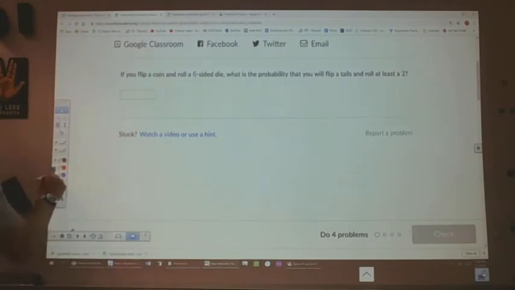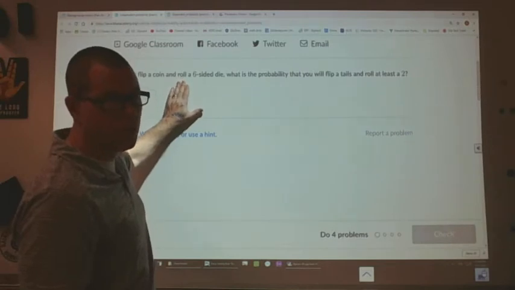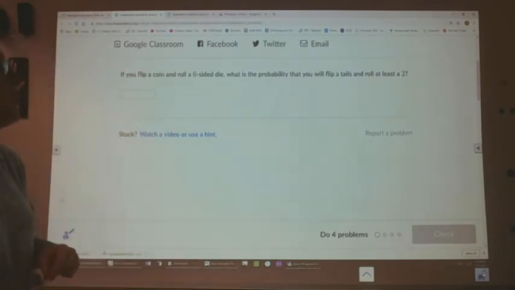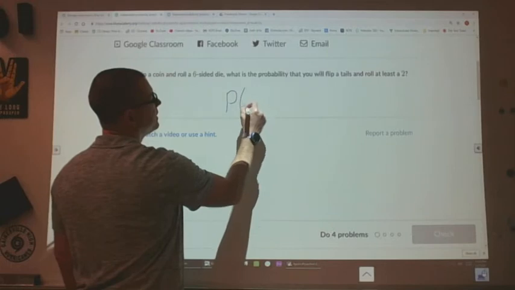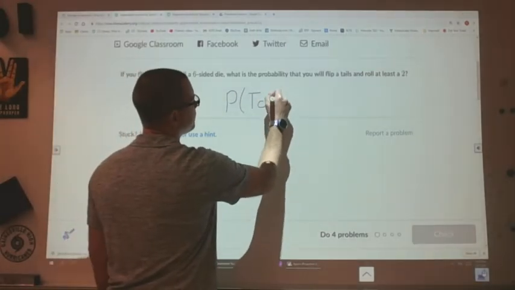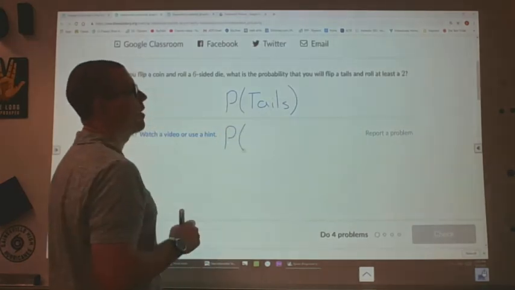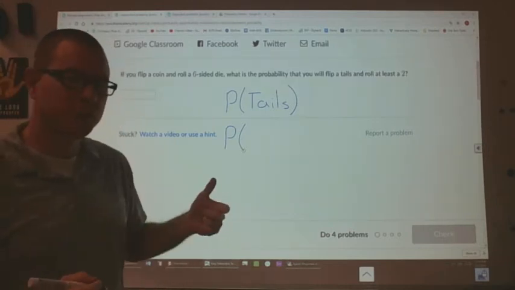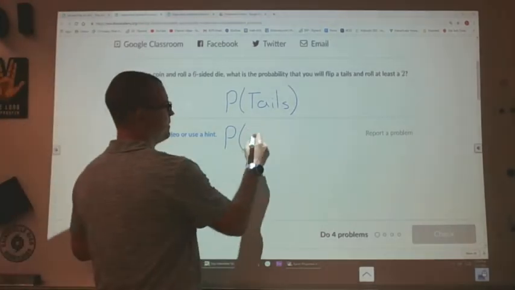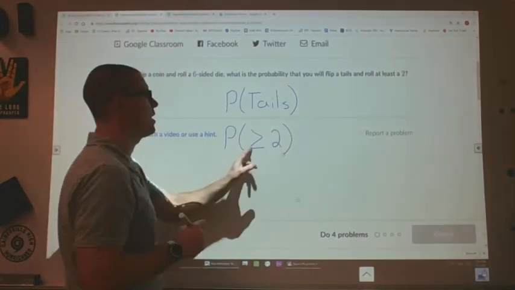This is independent events. It says, if you flip a coin and roll a 6-sided die, what is the probability that you will flip a tails and roll at least a 2? So we need to know the probability of a tails. And for my second probability, the probability on a die that I roll at least a 2, which is a 2, 3, 4, 5, or 6. So we want the probability of greater than or equal to 2.